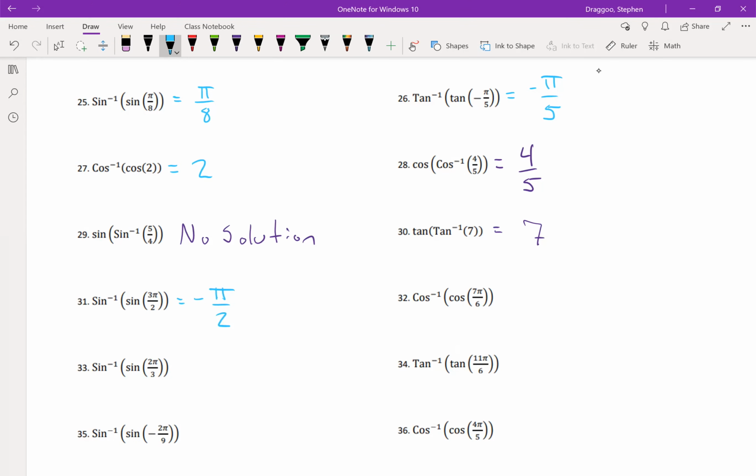So it's just a matter of finding that negative coterminal angle, in the case of an angle that is already in the fourth quadrant, but that needs to be adjusted to that negative value.